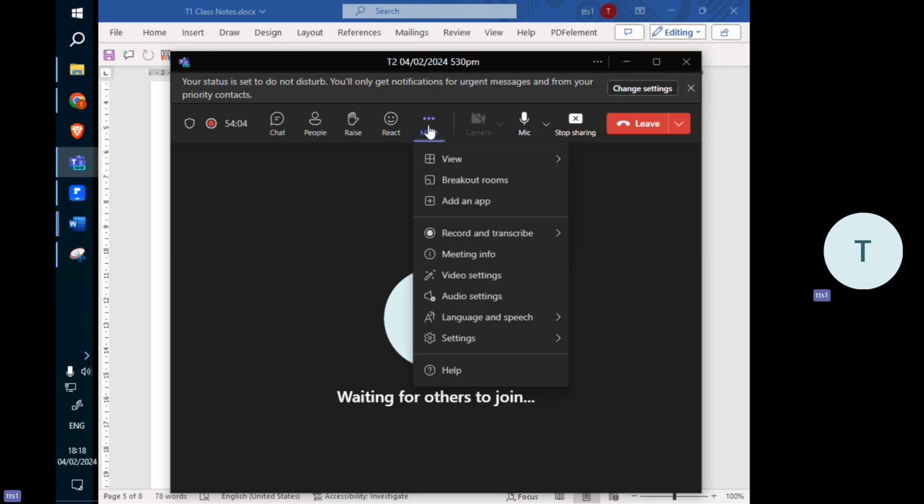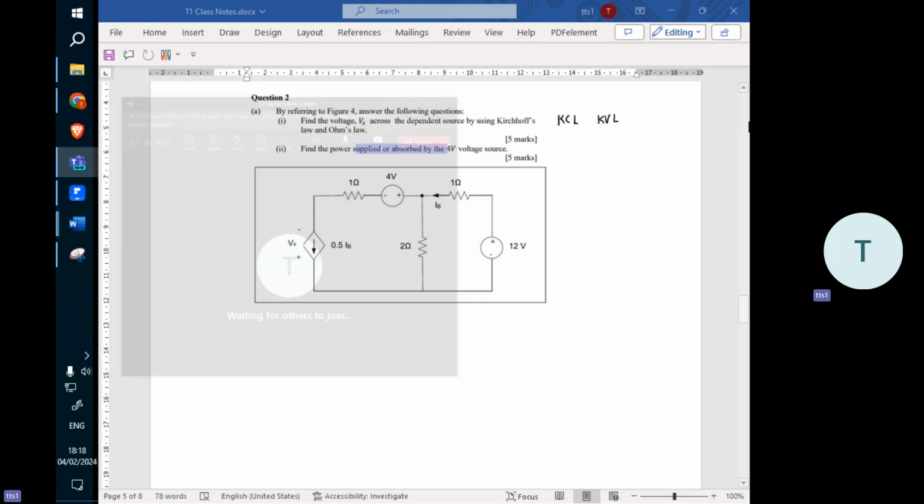Let me make sure the photo is on. Mine is on. Okay, let's continue.